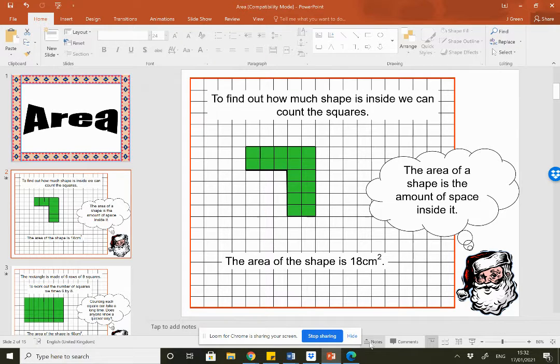Okay, so this is a very bizarre PowerPoint because it has pictures of Father Christmas here, but that's just to put you in a good mood for Monday maths.